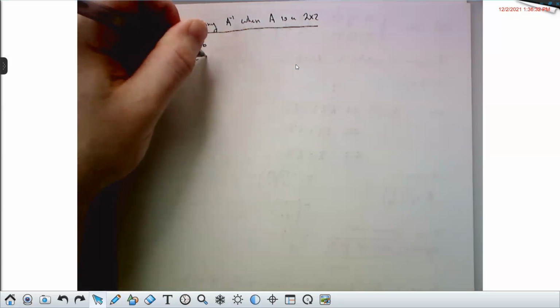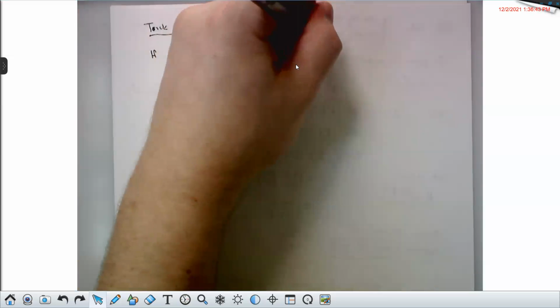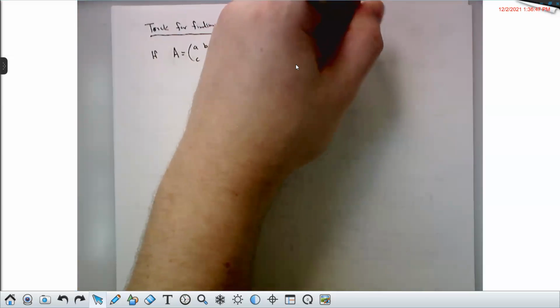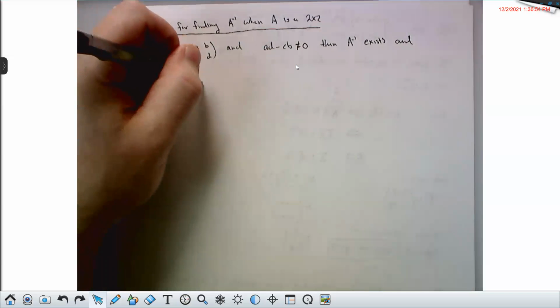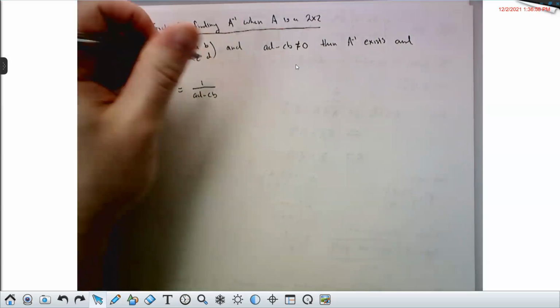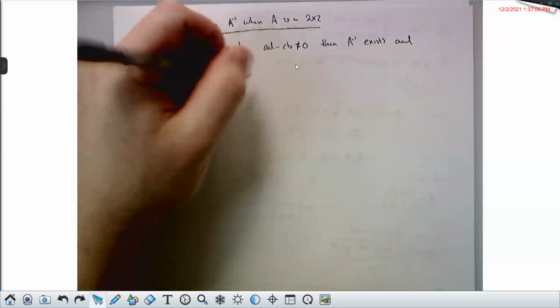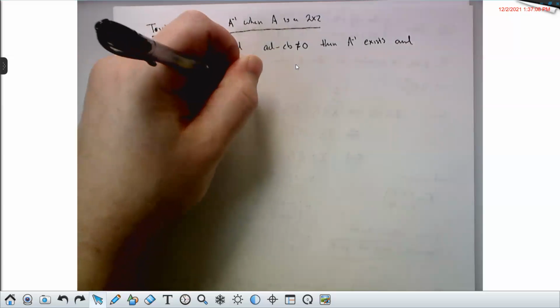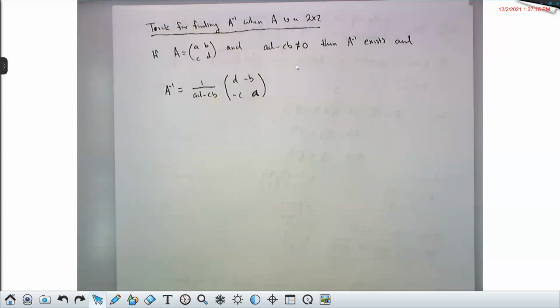So if A is the 2 by 2 matrix A, B, C, D, and AD minus CB is not equal to 0, then A inverse exists, and A inverse will be equal to 1 over AD minus CB times the new matrix you get by swapping A and D and negating C and B. So that would be D, negative B, negative C, and A. You can compare this to what we had in the last guy, and you'll see that it works.